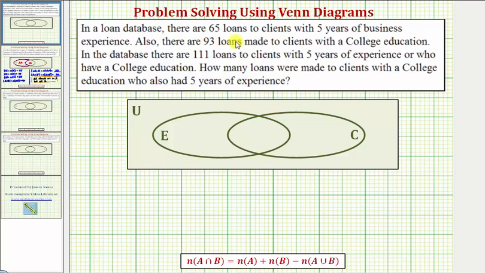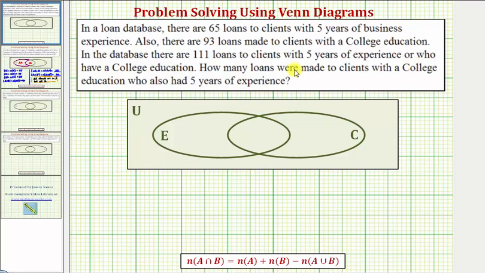In a loan database, there are 65 loans to clients with 5 years of business experience. Also, there are 93 loans made to clients with a college education. In the database, there are 111 loans to clients with 5 years of experience or who have a college education.